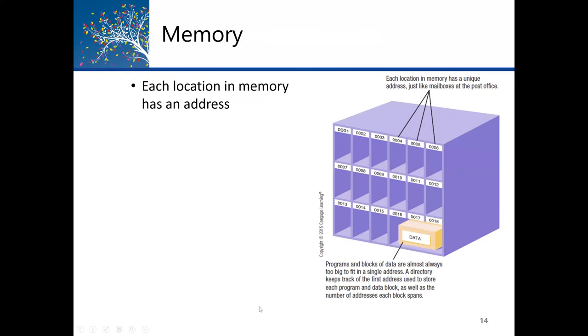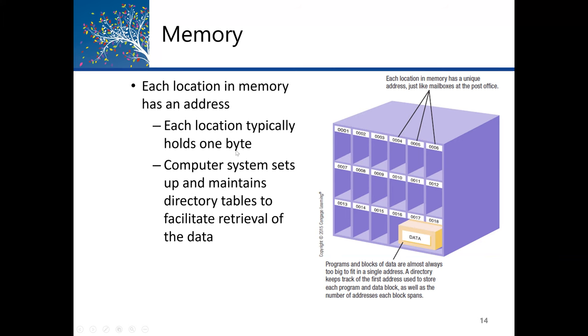So a typical memory may have a unique address. So let's assume this is our computer system. Again, we know computer technology is nanotechnology. So here we may have a memory. You can see that each memory has a unique address. Same as our street address or our home address, each address is unique. So here we say each location in memory has an address and each location typically holds 1 byte. Also computer systems set up and maintain directory tables to facilitate retrieval of the data.